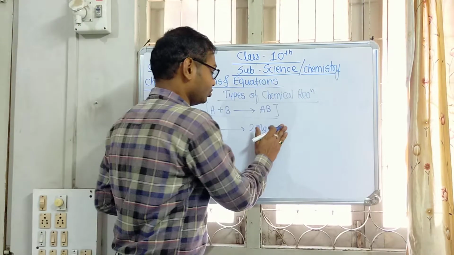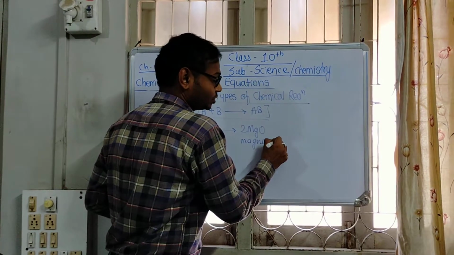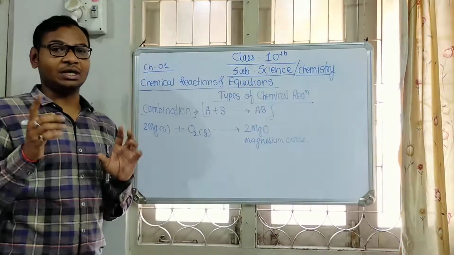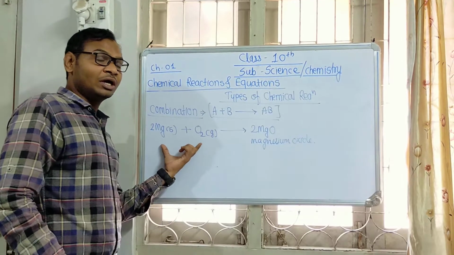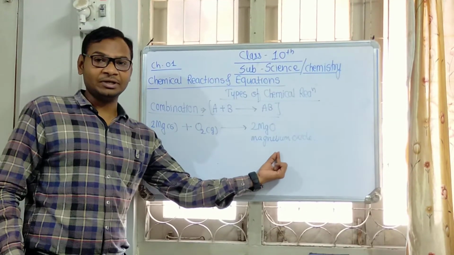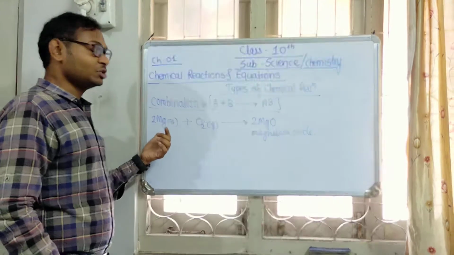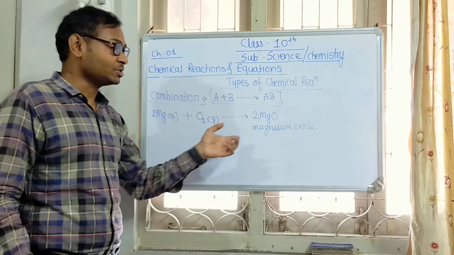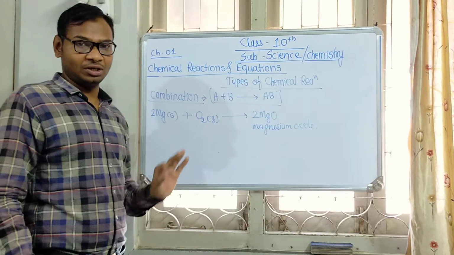2MgO, that is magnesium oxide. So this is the best example to show a combination reaction. Means these two get combined to form a single product called magnesium oxide. So 2 moles of magnesium is added with oxygen gas to form 2MgO. So this is the example of combination reaction.